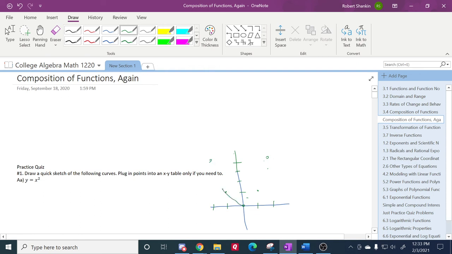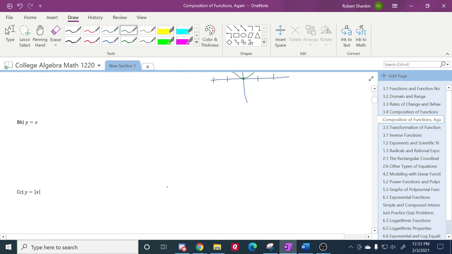I'm going to be getting this parabola shape like this. Rough sketch, all I need, like this. Alright, continue doing that with these two, with y equals x and y equals square root of x.